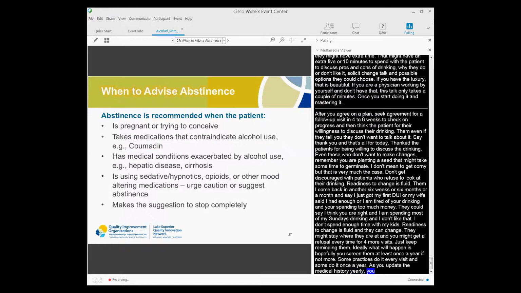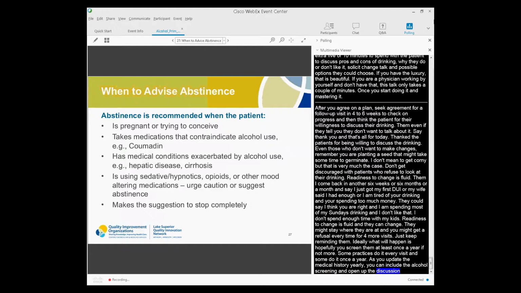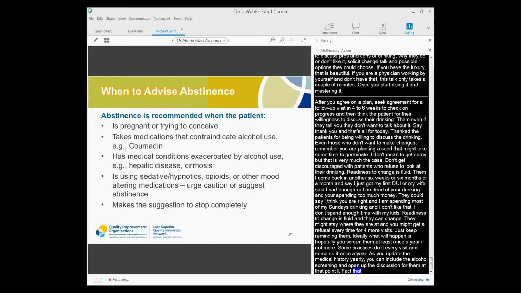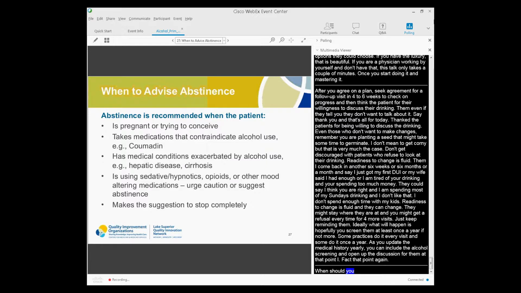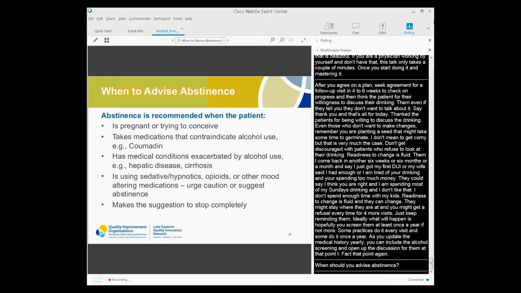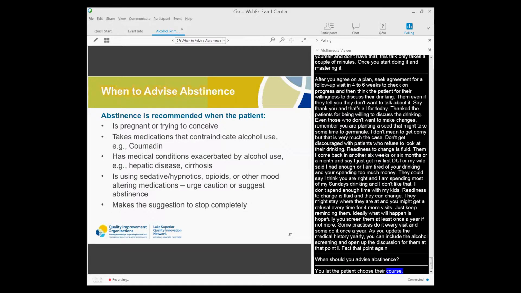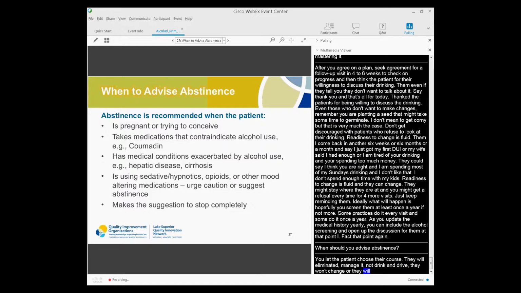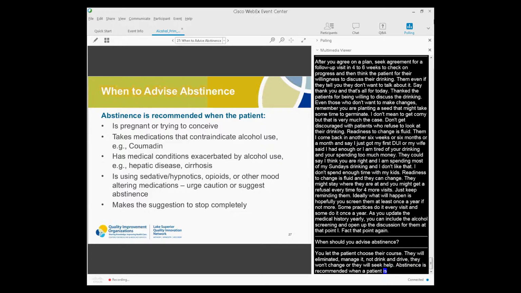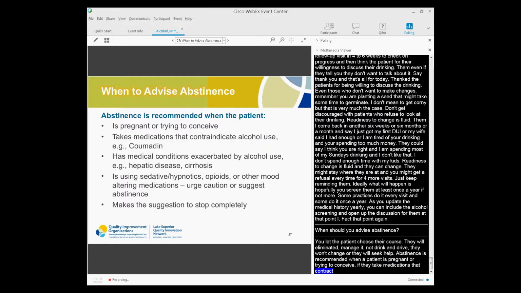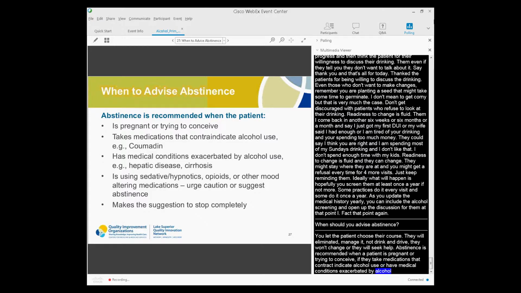Okay, so when is it time to recommend or advise abstinence? Remember, you're letting the patient choose their course. Either they're going to eliminate it, they're going to manage it, they're going to hopefully not drink and drive, they're not going to change it, or they're going to seek help. But abstinence is recommended when the patient is pregnant or trying to conceive, takes any medications that contraindicate alcohol use, or has medical conditions that are exacerbated by alcohol use. Hepatic disease, cirrhosis, hepatitis A, B, or C, those types of things.